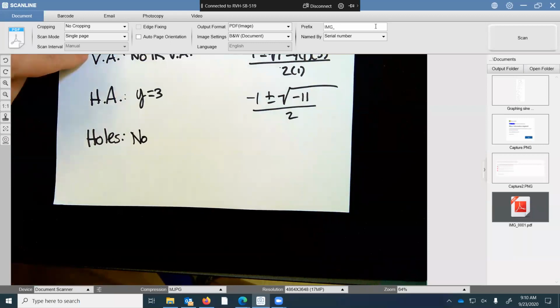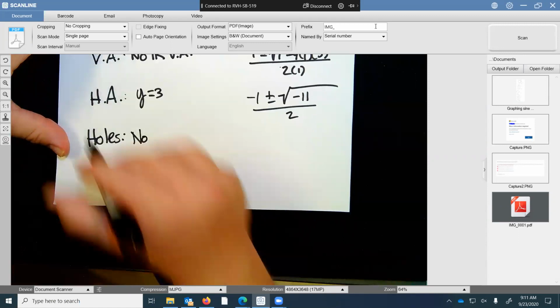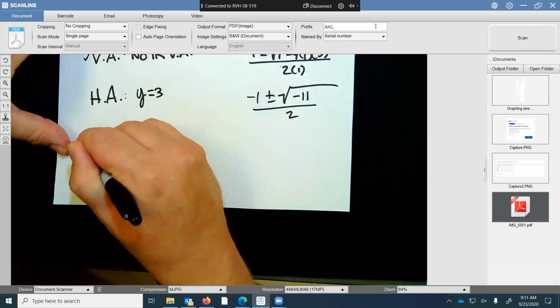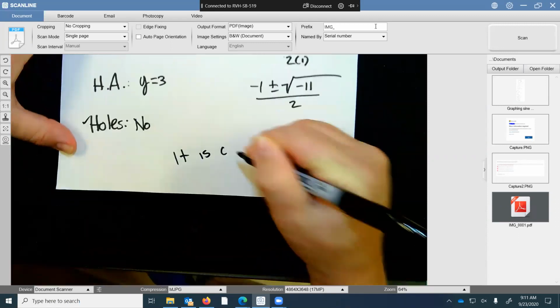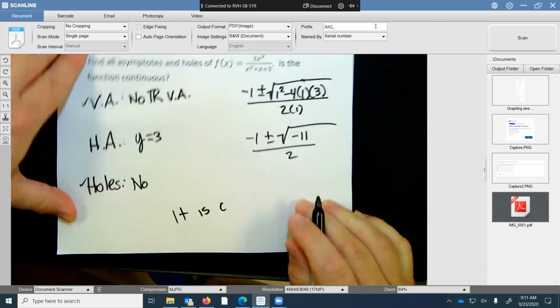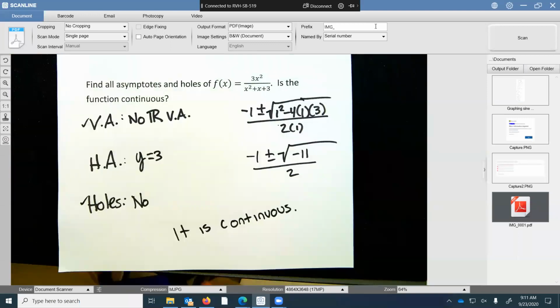So there's no vertical asymptotes. There's no holes. Is the function continuous? Continuous meaning it doesn't break anywhere. If there's no vertical asymptotes and no holes, then yes, it is continuous. So we have a horizontal asymptote at y equals 3. There's no vertical, no hole. It is continuous.